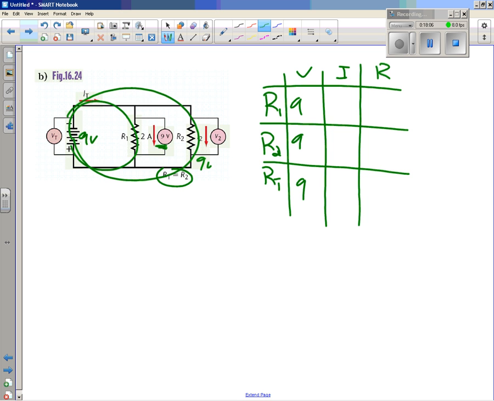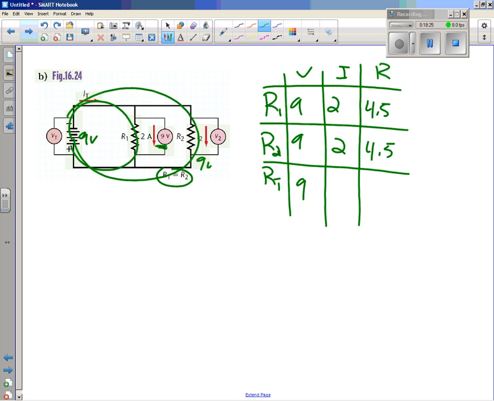What else I got? Anything? I got 2 amps. I missed that. 2 amps in R1. So I'm putting 2 amps there. So V divided by I, that's going to be 4.5 ohms there. It does help, I guess, in this case. It says R1 equals R2. So it's also going to be 4.5.